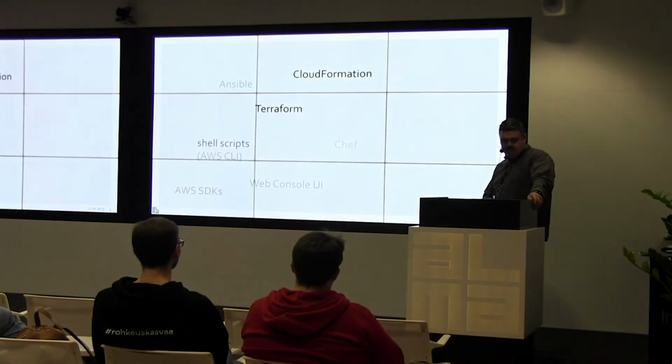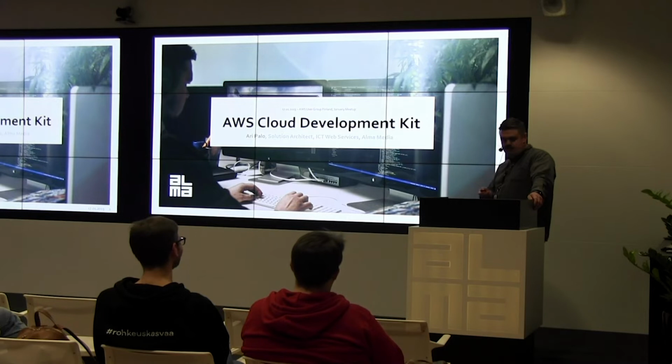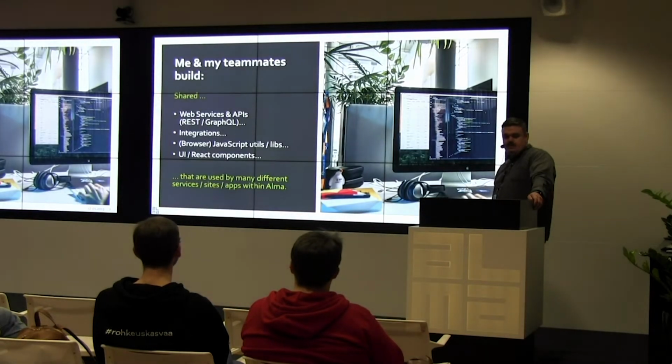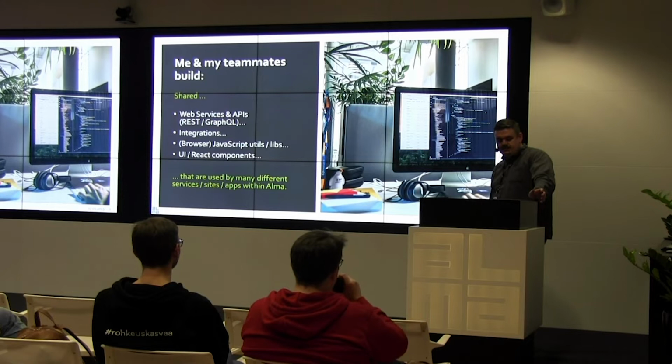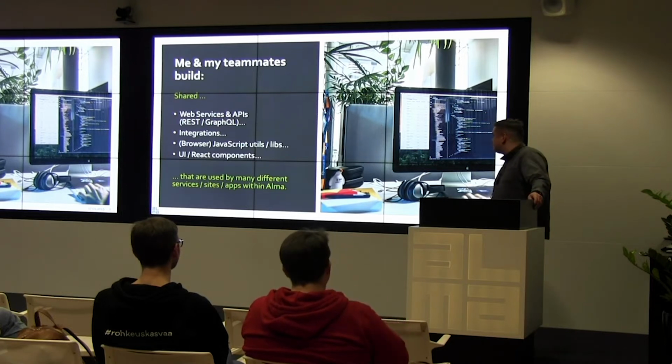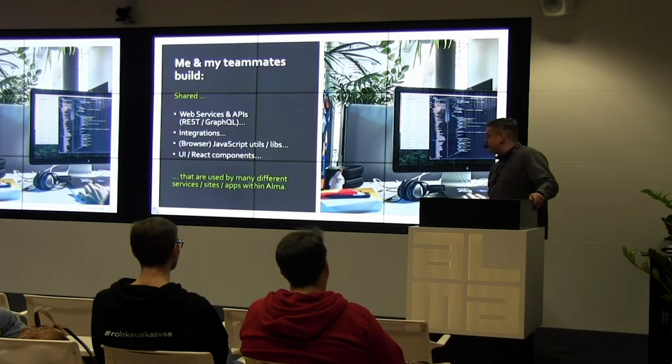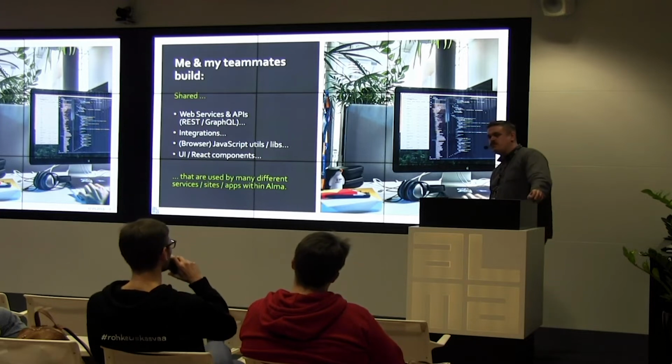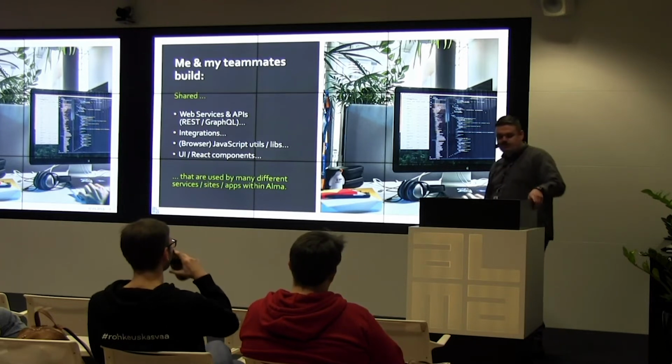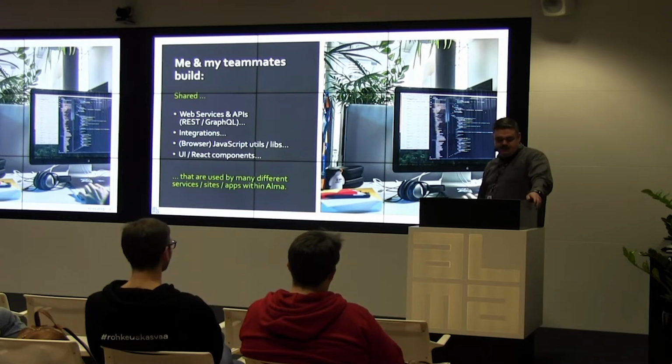First, a bit of background. What me and my teammates build currently: we do all sorts of shared web services and APIs, and all sorts of integrations between systems. Also, we build browser JavaScript utilities, libraries, and some UI and React components. So basically, if you visit any Alma Media sites like Kauppalehti, Iltalehti, whatever, you're most probably going to hit some API or your browser is going to execute some JavaScript made by me and my teammates.